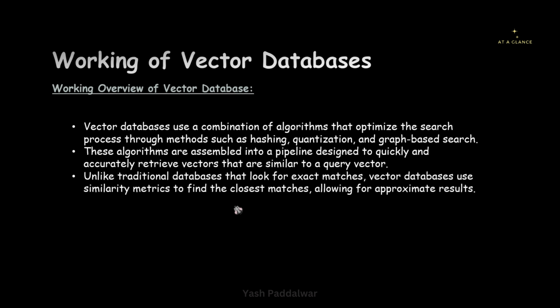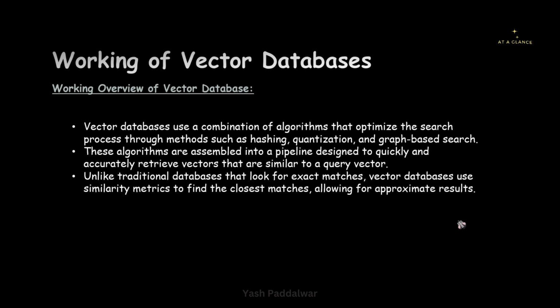Unlike traditional databases that look for exact matches, vector DBs use a similarity metric to find the closest matches, allowing for approximate results. As I already told you, traditional databases look for exact matches, where the query has to be exactly matched with the data present in that database. But here it's not like that. Here we have to find the closest match for that particular query vector. And because of this, we have to perform such operations and use such algorithms. So I hope you have got an overview of how vector databases work.